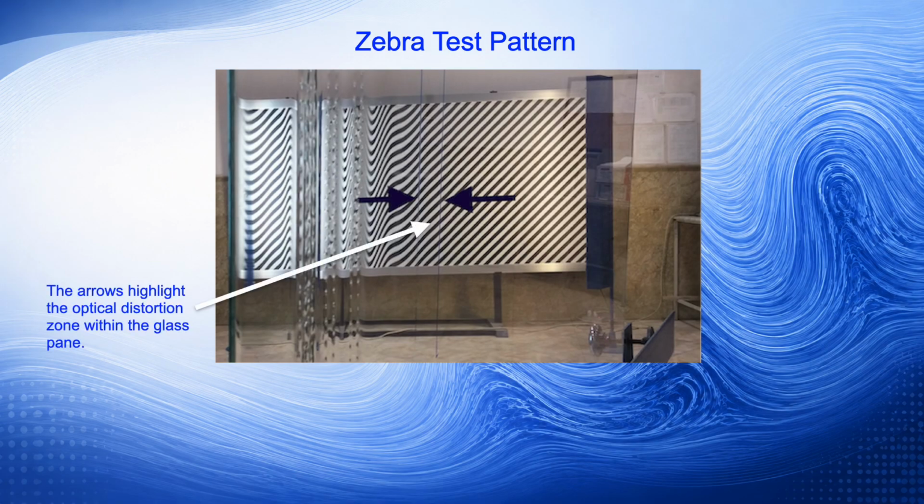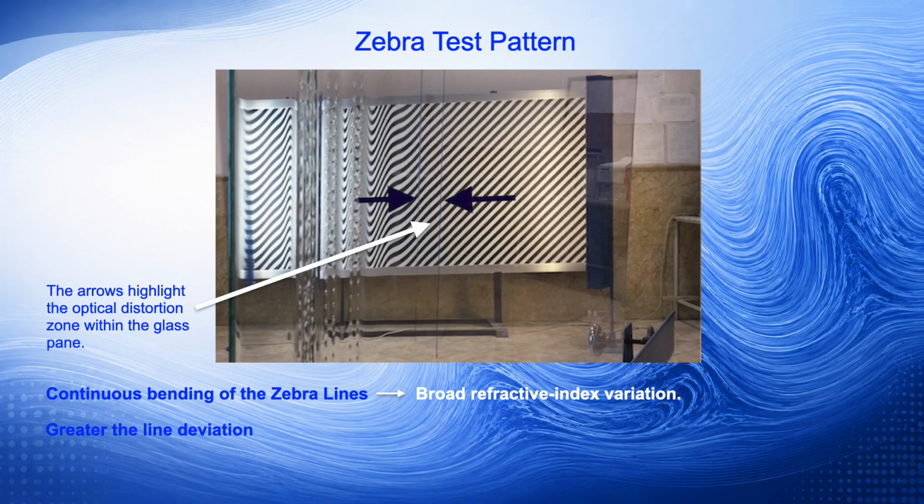The smooth and continuous bending of the zebra lines indicates a broad refractive index variation caused by a distributed compositional inhomogeneity. The greater the deviation of the zebra lines, the greater the optical distortion produced by the ream, and the more severe the underlying chemical inhomogeneity.